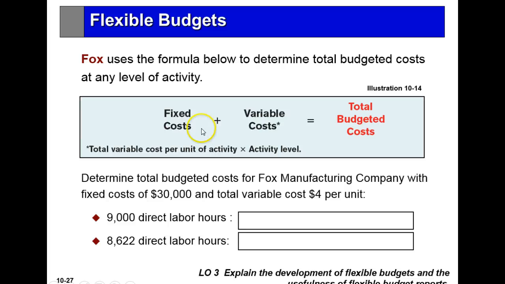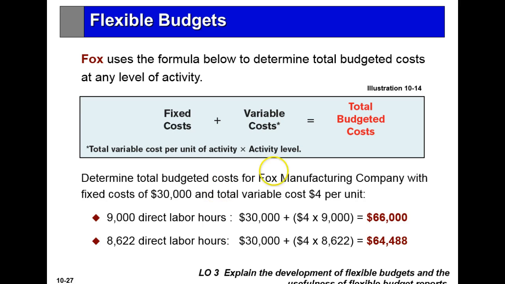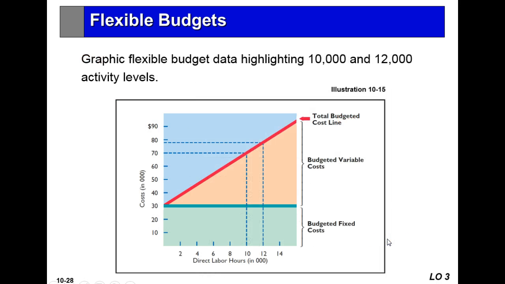So our budgeted costs for Fox Company with fixed cost of 30,000 and total variable cost of 36,000. For 9,000 direct labor hours, we'd be at 66,000. And for 8,622 direct labor hours, we're at 64,488. So this basically is a graph that helps depict our budget information if we're at a 10,000 or a 12,000 activity level, and where the cost shows up for 12,000 labor hours or 10,000 labor hours. A certain amount of it is fixed, and this is the variable aspect that will increase as our hours increase.